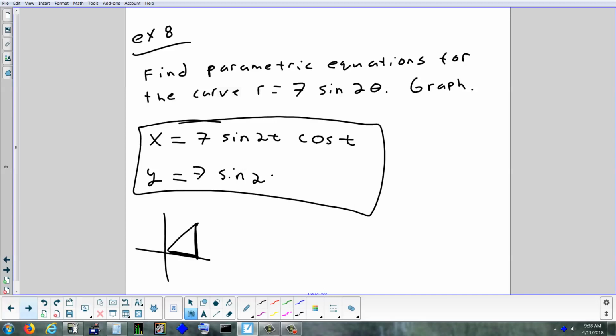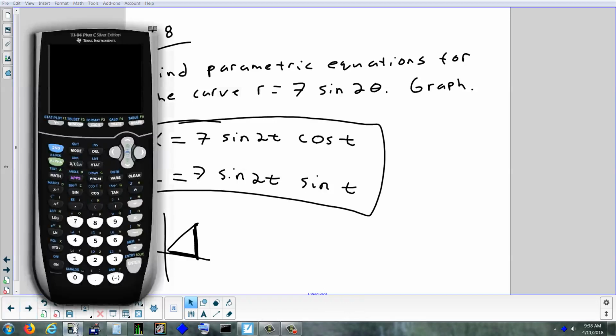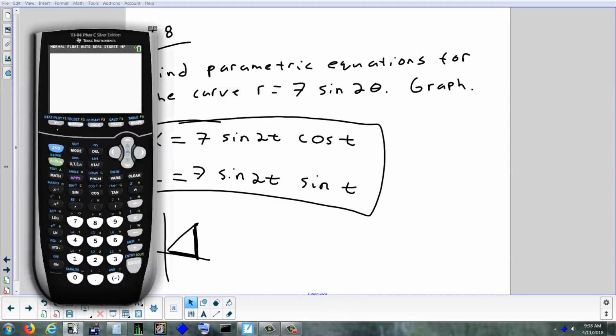And I don't want just the radius, I want the y component. So how would I get the vertical? Yep. Sine t. And that's how you change something from polar to parametric. That's it. Okay, let's graph what we had in polar.